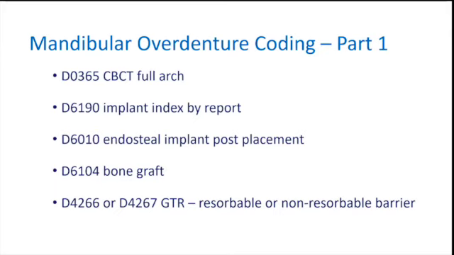Bone graft, the same thing. If each tooth requires bone grafting, each implant, I should say, then you would code D6104 for the bone grafting around the threads. And then you would, for the resorbable or non-resorbable barriers, report either D4266 or D4267 per site, 22, 27, for any resorbable membrane that is placed.